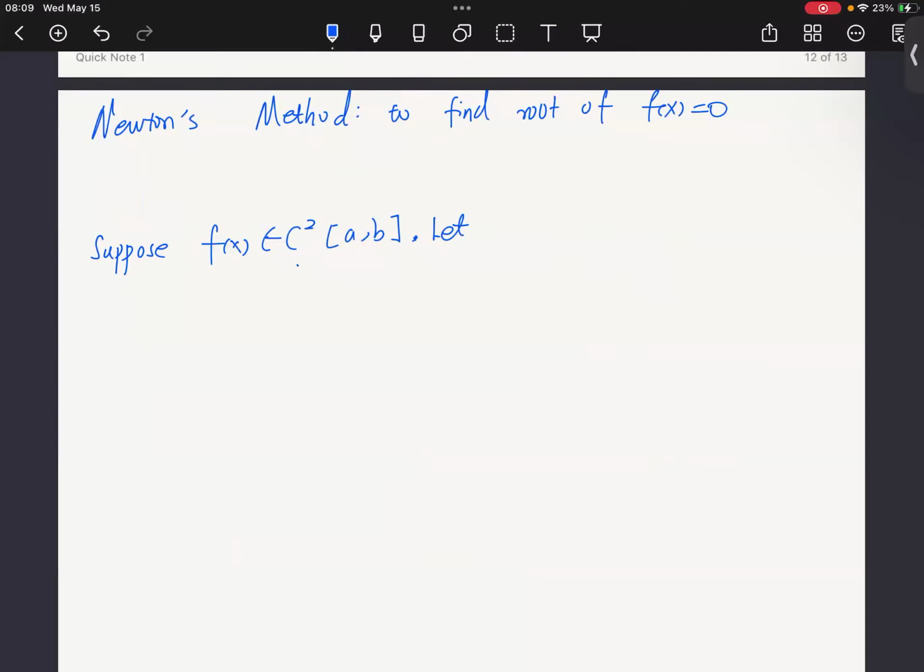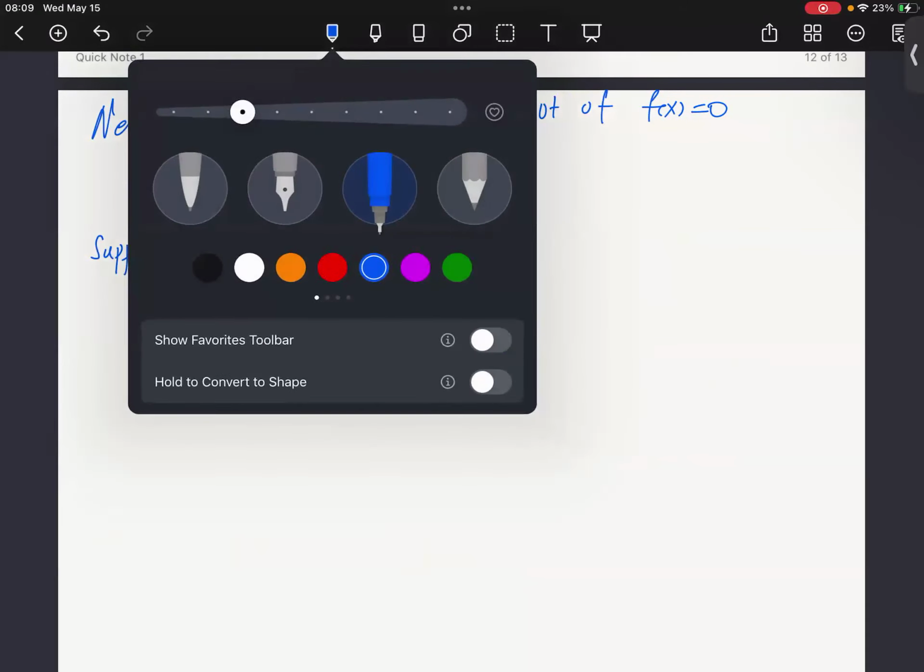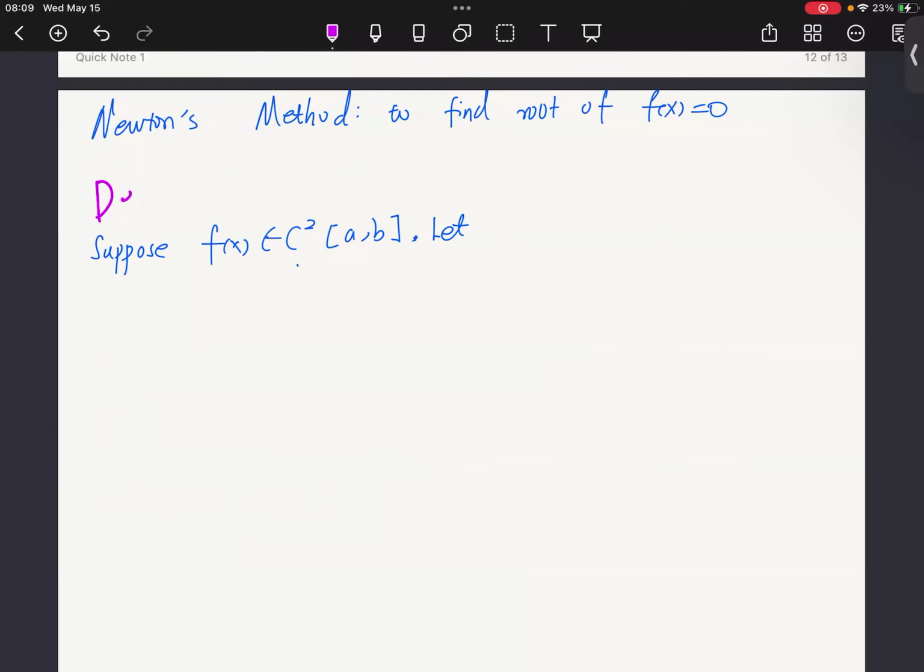The mathematical background before, the mathematical derivations behind Newton's method, and this is the derivation part. We can use Taylor expansions to derive this, and I'm going to suppose the function is in C2, and let p0 be in the interval [a, b].